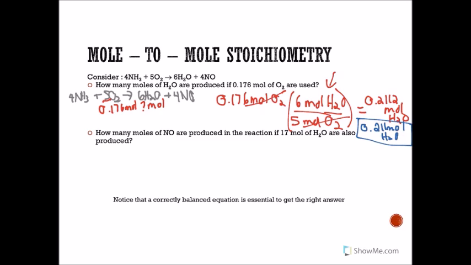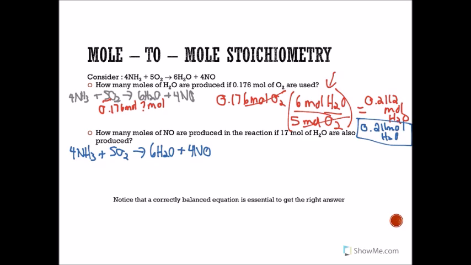And then our second question: how many moles of nitrogen monoxide are produced in the reaction if 17 moles of water are also produced? So again, our first step, we need to write that balanced chemical reaction. And like I said, it's helpful to rewrite that reaction out every question. We have 4 ammonias plus 5 oxygens yields 6 waters plus 4 nitrogen monoxide.